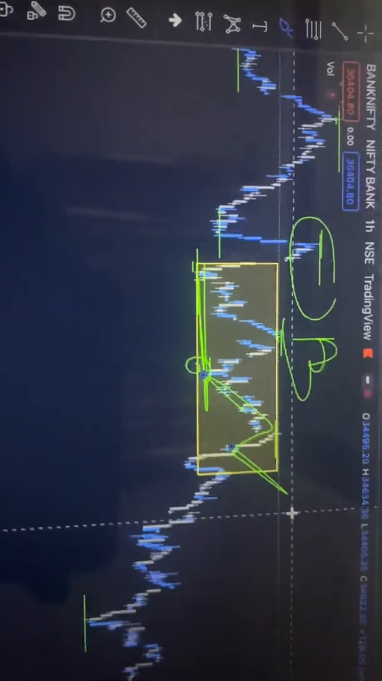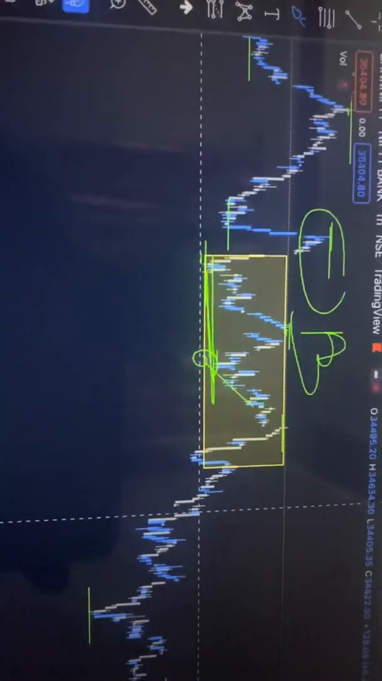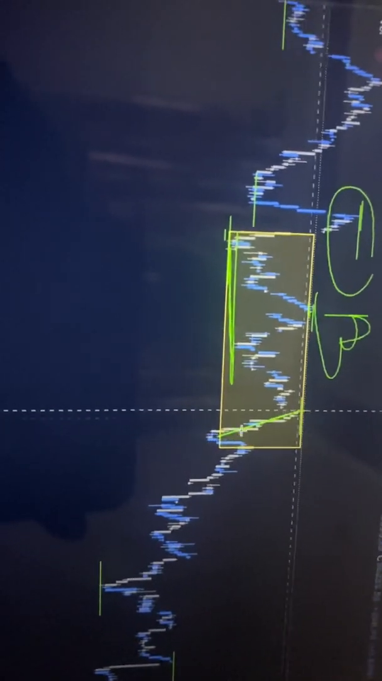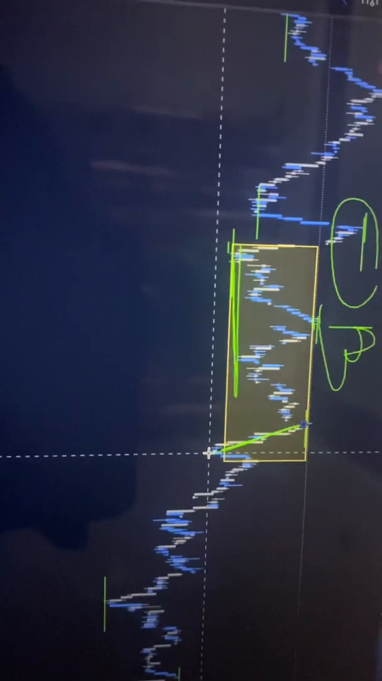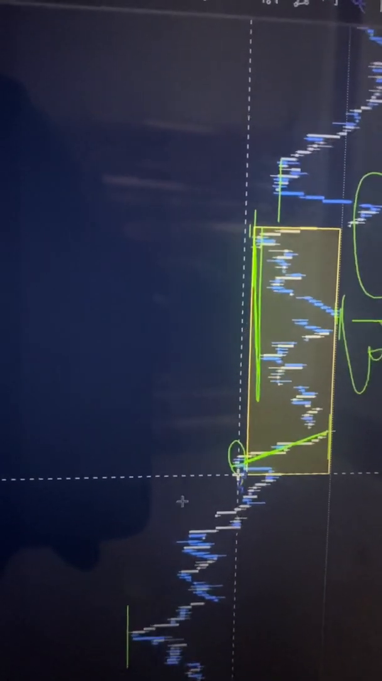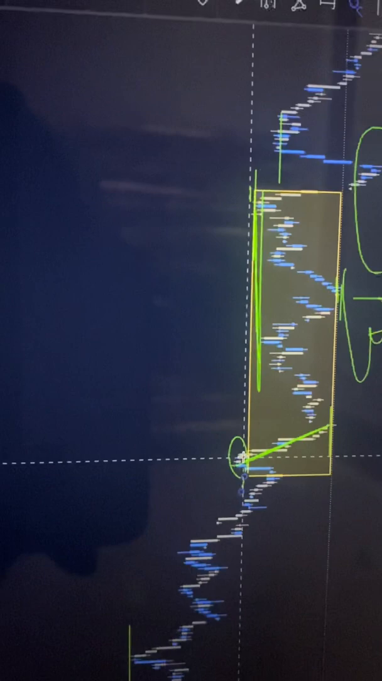No. So I will not go long. Up now, this rally is missed by me. Should I regret? No. Breakdown हो गया. Can I go short at breakdown?